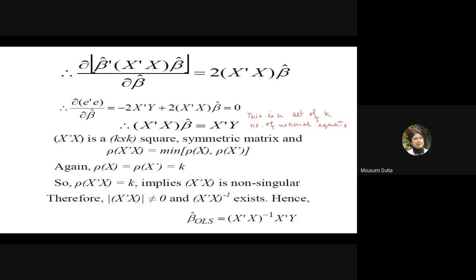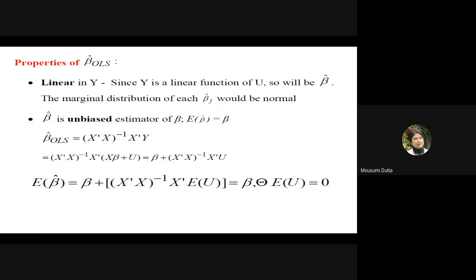So this is all about the estimation of beta hat. Next, we consider the properties of beta hat OLS. In the case of two variable analysis, we talked about three properties. It is linear in Y, it is an unbiased estimator, and it is a minimum variance estimator. Combining all these three, we called beta hat OLS the BLUE, best linear unbiased estimator.